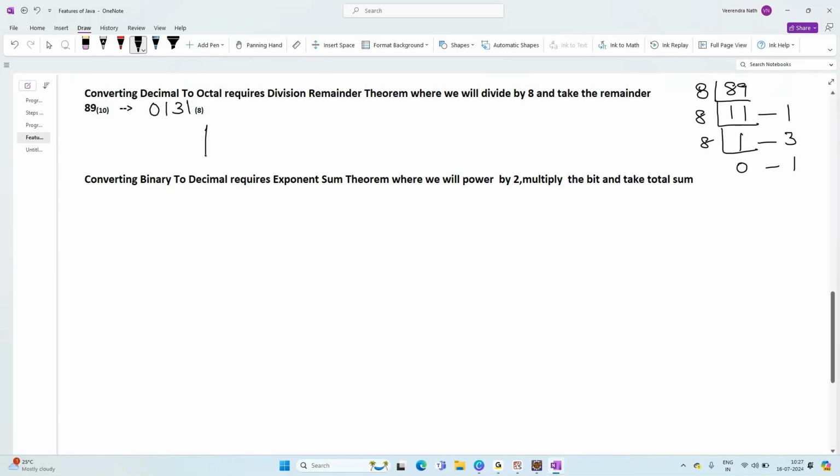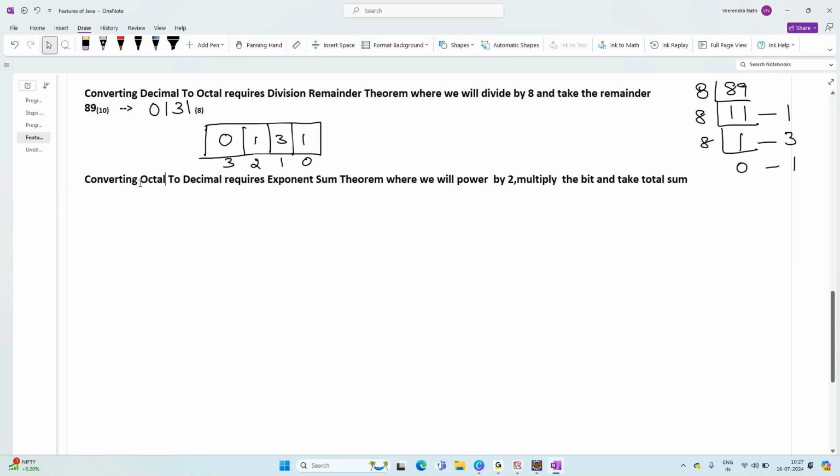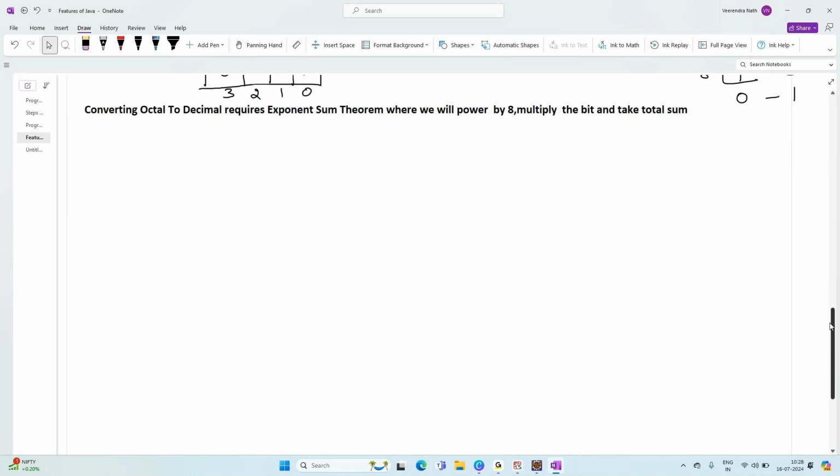Okay. Now tell me how this 131 will be given as 1 3 1, and the positions are actually 0 1 2 and 3. Clear? Understanding now? Up to now it is clear? Yes or no? Okay, fine. Now converting octal to decimal requires the exponent sum theorem, where we will take powers of how much? 8. Power by 8, multiply the bit, and take the sum.